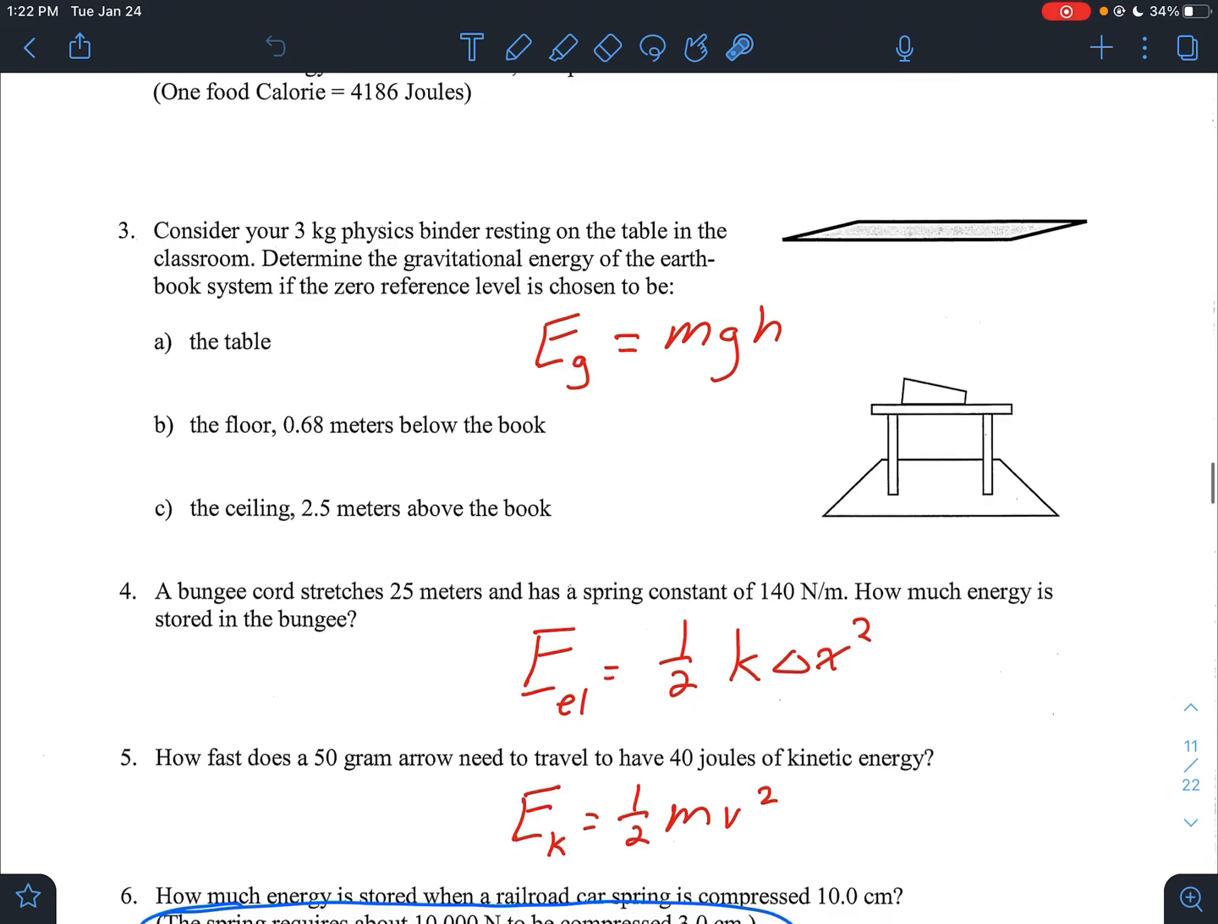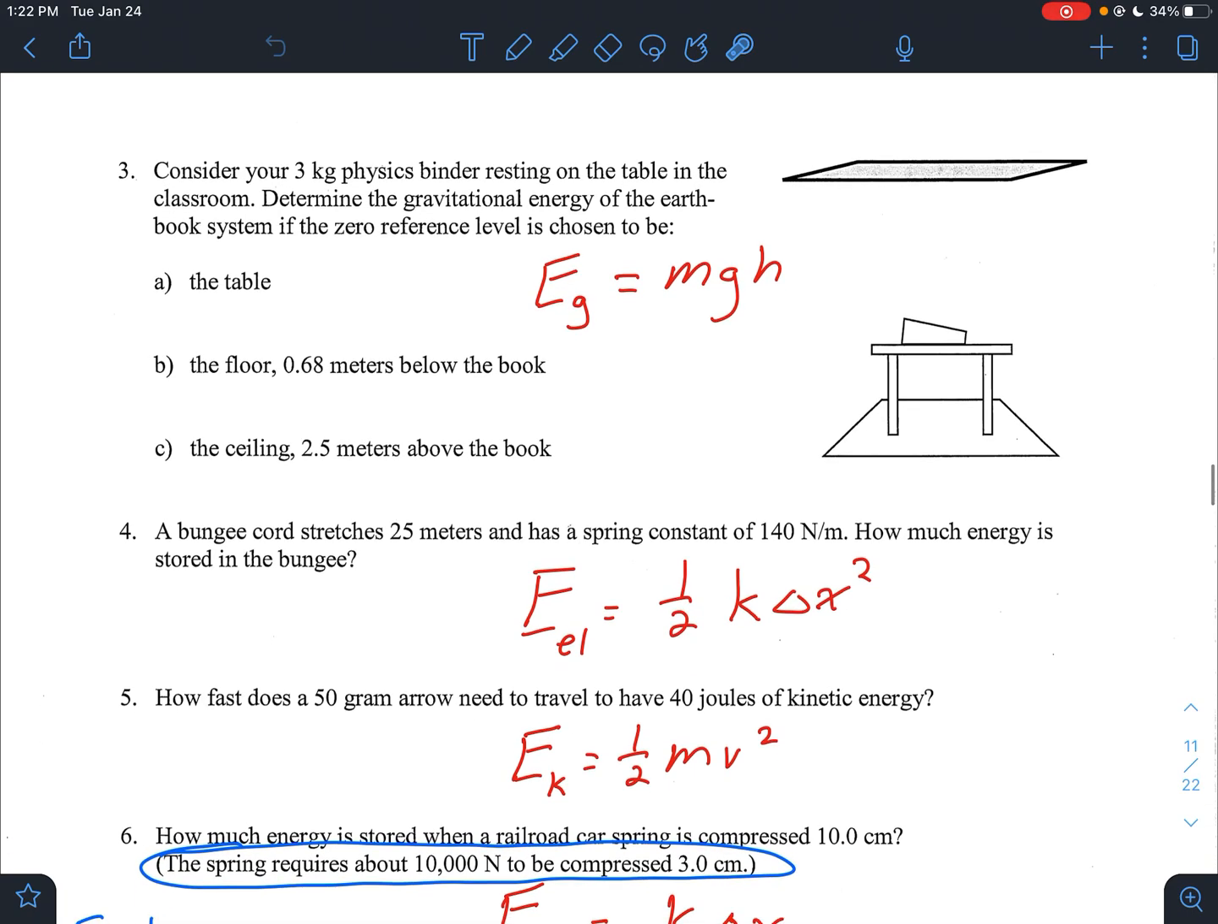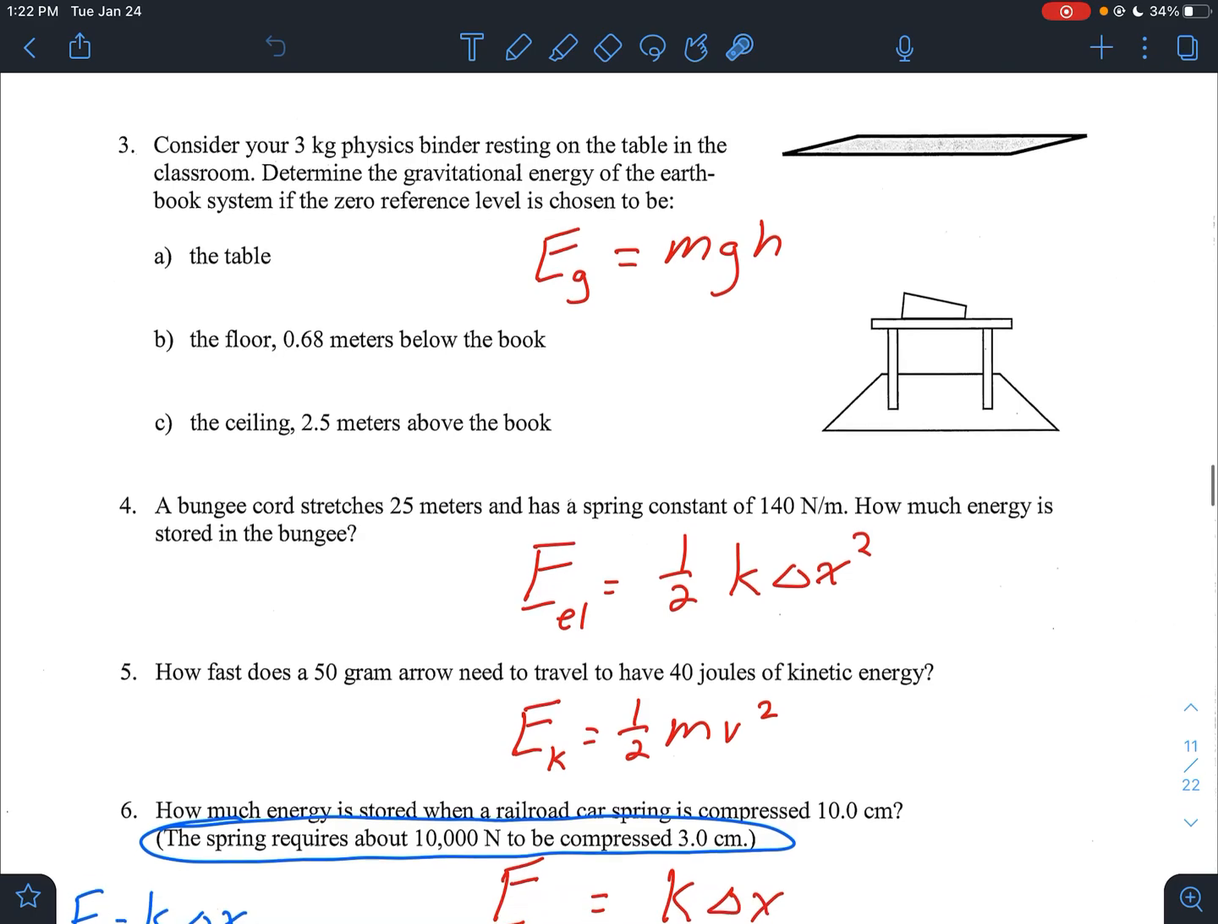In question 3, we're looking at different reference points for gravitational potential energy, MGH, or the weight of the object times the vertical displacement. And we're changing our zero mark. So just comparing the book to different levels of the problem is going to change the potential for work being done or how much gravitational potential energy it has.